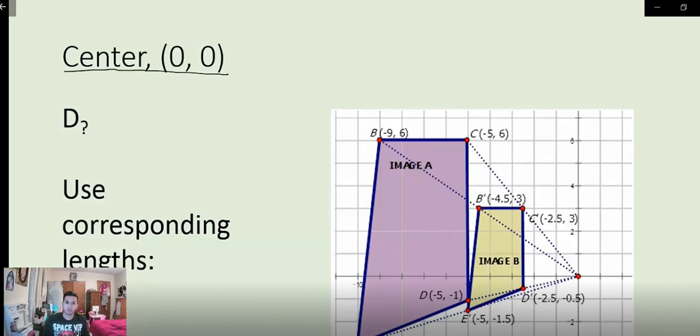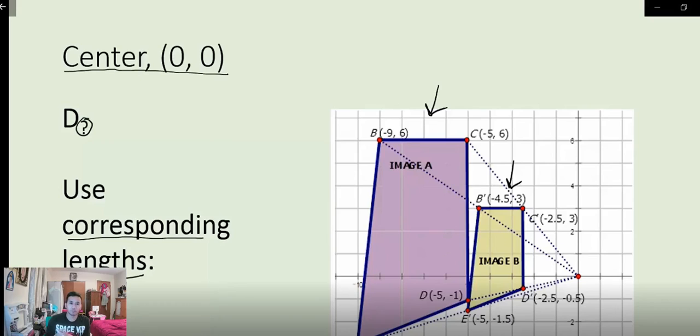Comparing the images, first identify the image. We have image A and image B. Image A will be your original image, and image B will be the dilated image, which is the image itself. We are looking at the corresponding length. You can choose any of the points. I'll be looking at this side also, so you have BC and B prime, C prime.